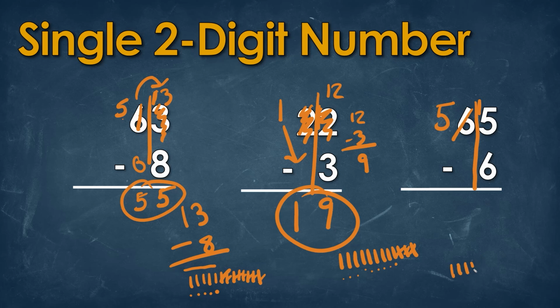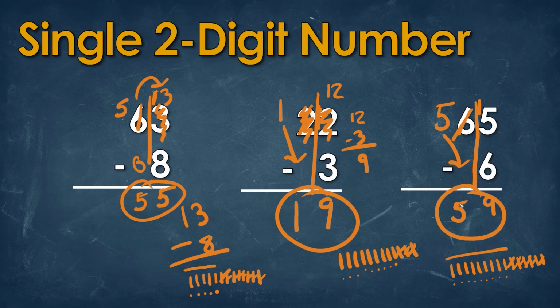1, 2, 3, 4, 5, 6, 7, 8, 9, 10, 11, 12, 13, 14, 15. Minus 6, 1, 2, 3, 4, 5, 6. We're left over with 9. 9 here. The 6 was canceled out, so we take the 5, we bring it down. 65 minus 6 is equal to 59.